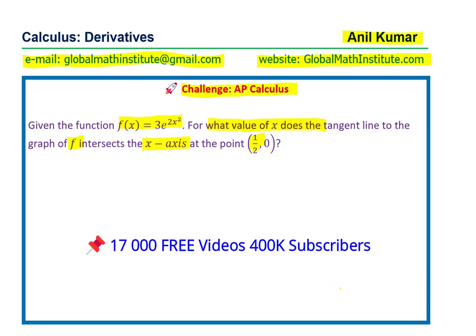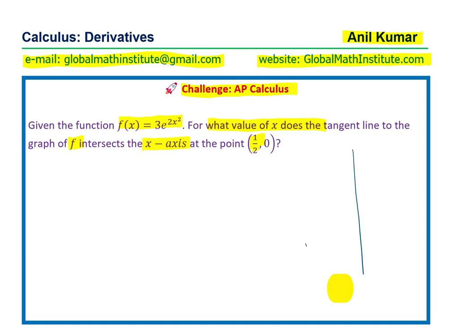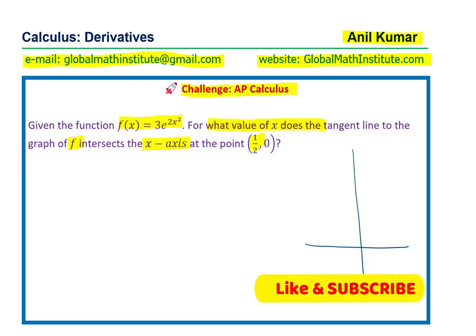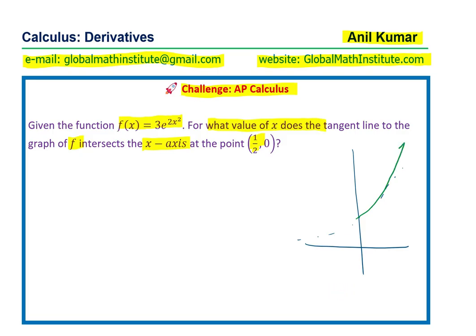Let's visualize it. e to the power of 2x squared is an even function. On the right hand side, exponential functions look kind of like this, steeper than normal, and since it's even, it will be like this. A tangent on the curve goes through the point (1/2, 0). So let's say this is the line, and this is the point (1/2, 0), correct?